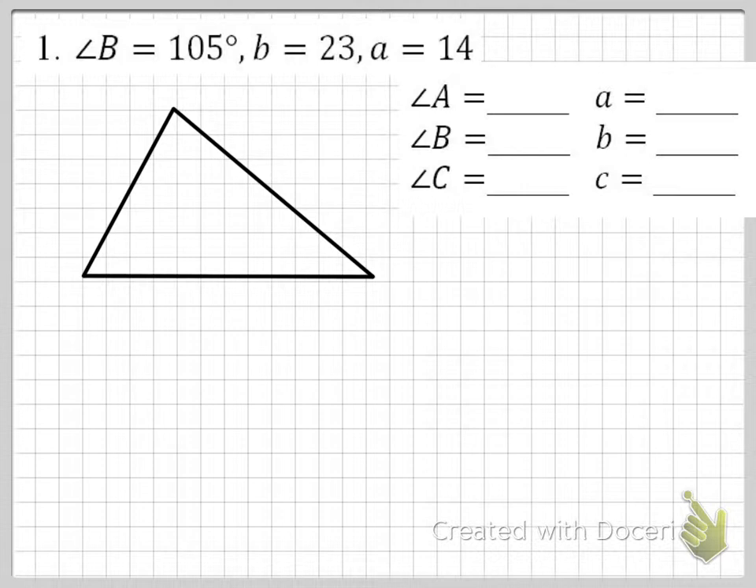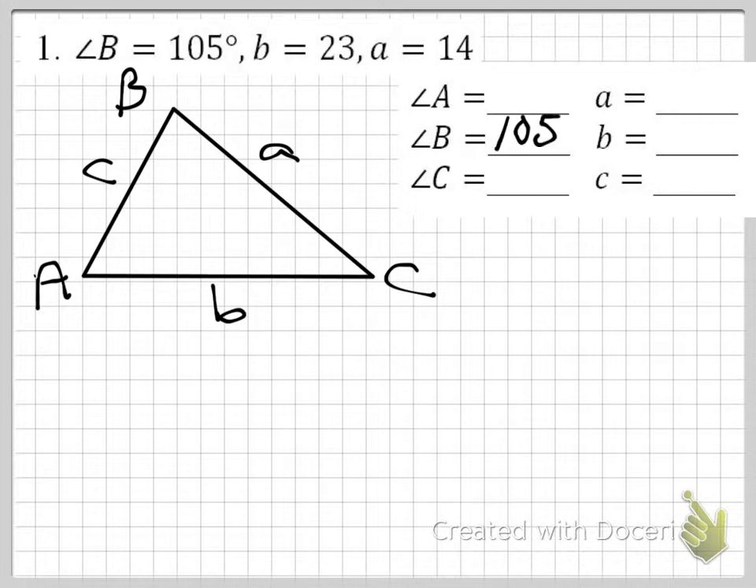My next step is to go ahead and label my sides. I'm just going to make this triangle ABC. That means that this is side a, side b, and side c. I'm also going to plug in what I know. I know that angle B is 105 degrees. I also know that side b is 23. Just like I know that side a is 14.